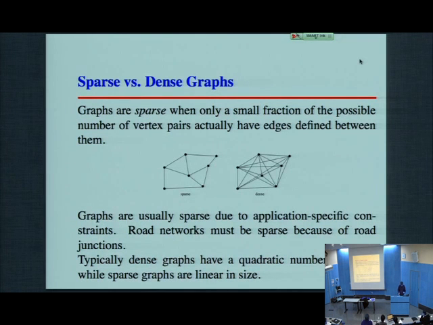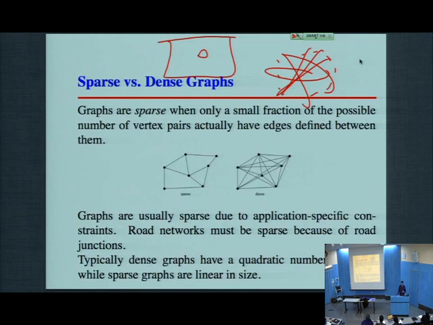Is it possible to have a set of cities where every pair of cities is directly connected by a set of highways? Okay? The answer is no, and why not? The main reason is because roads are generally put on the earth. Is that correct?